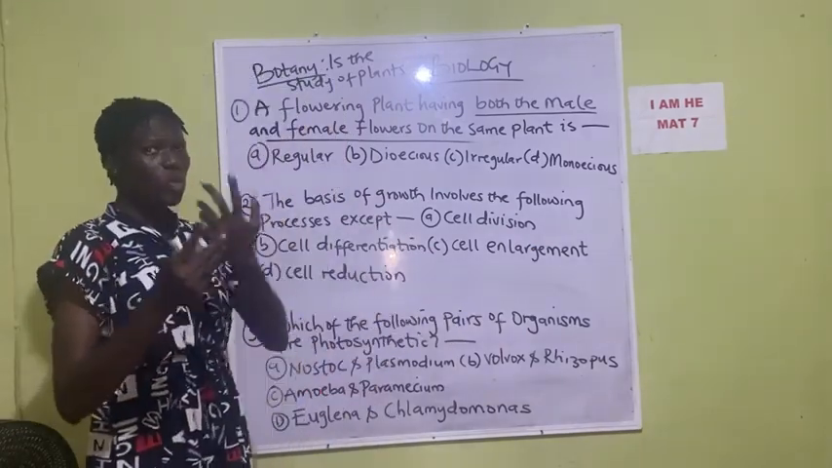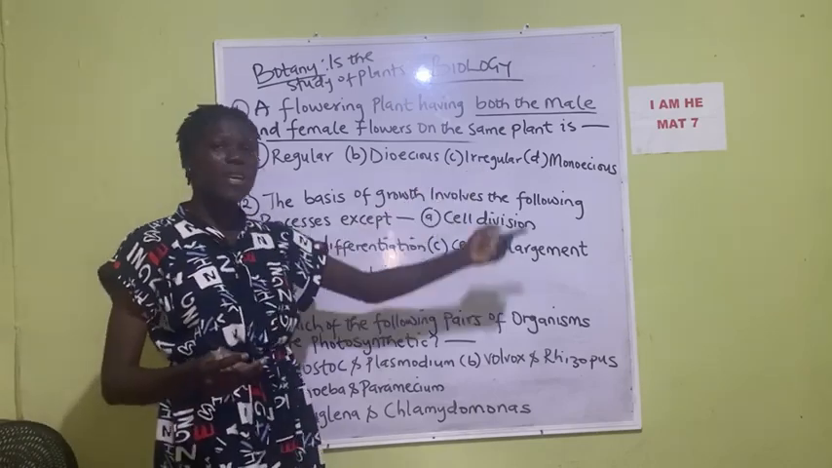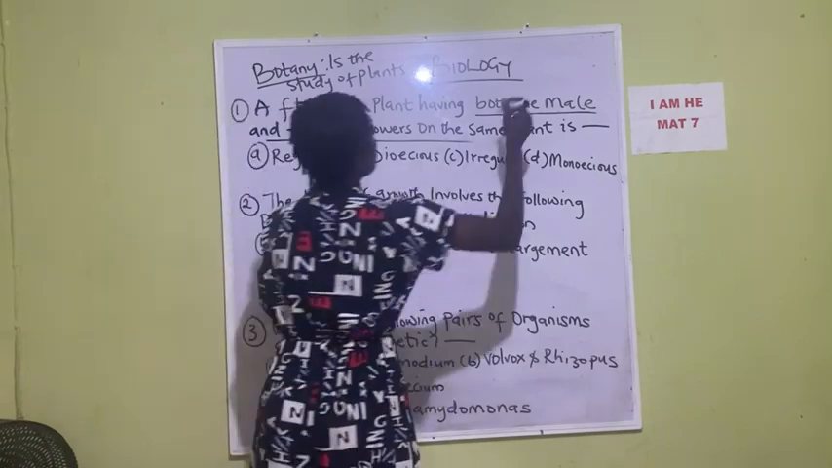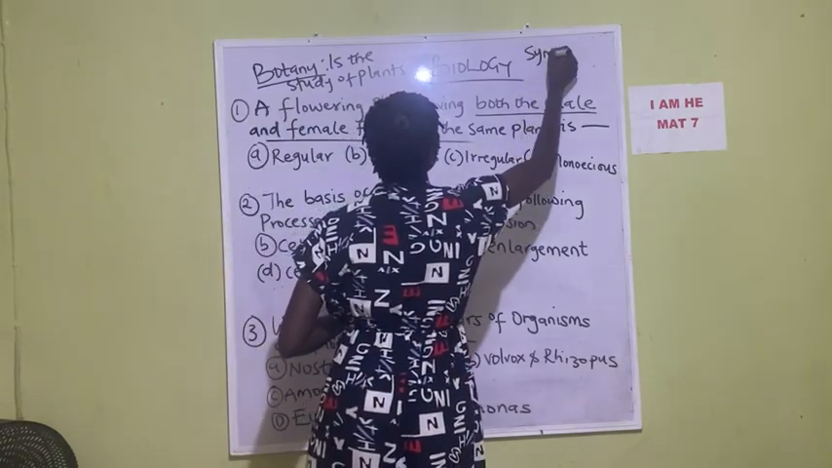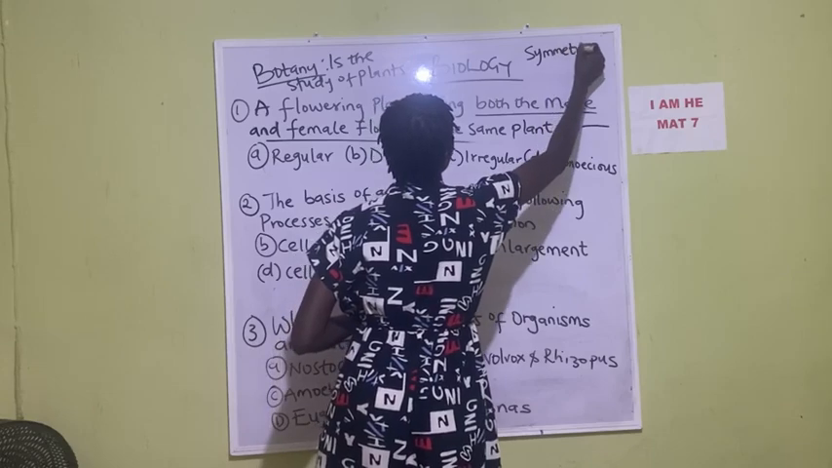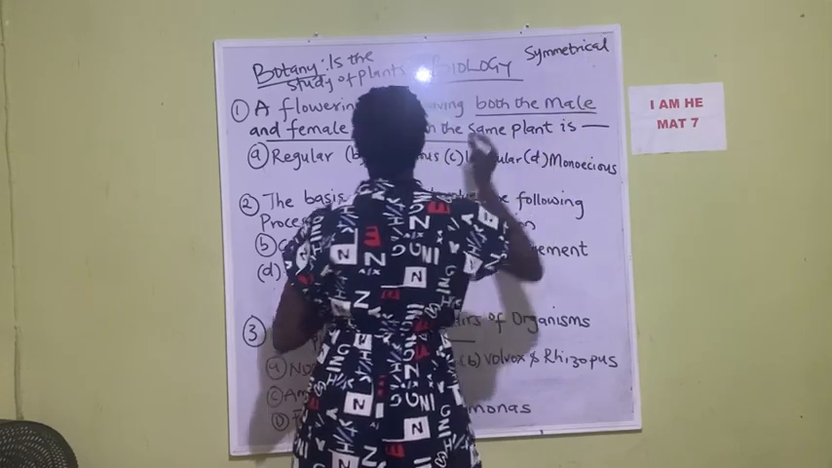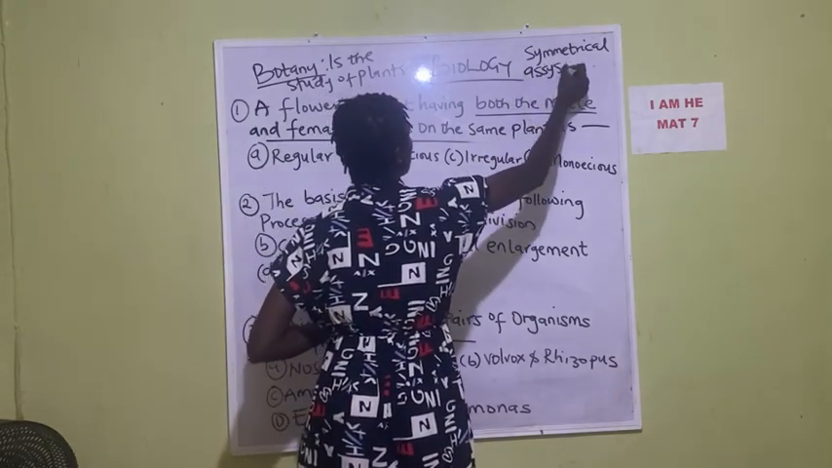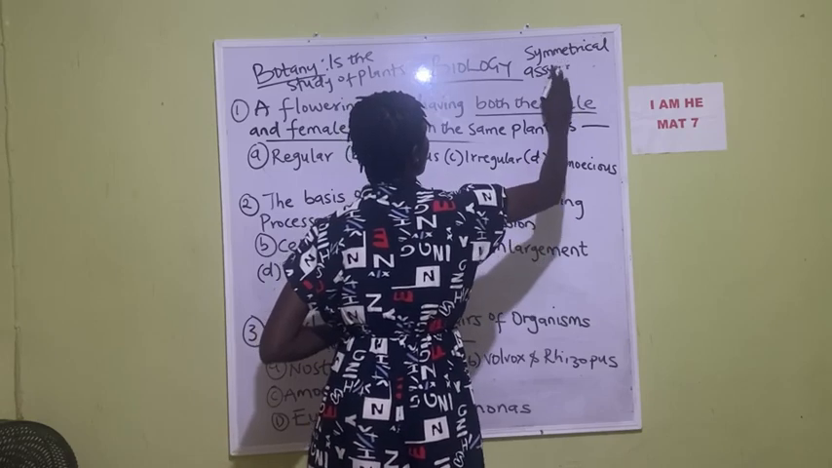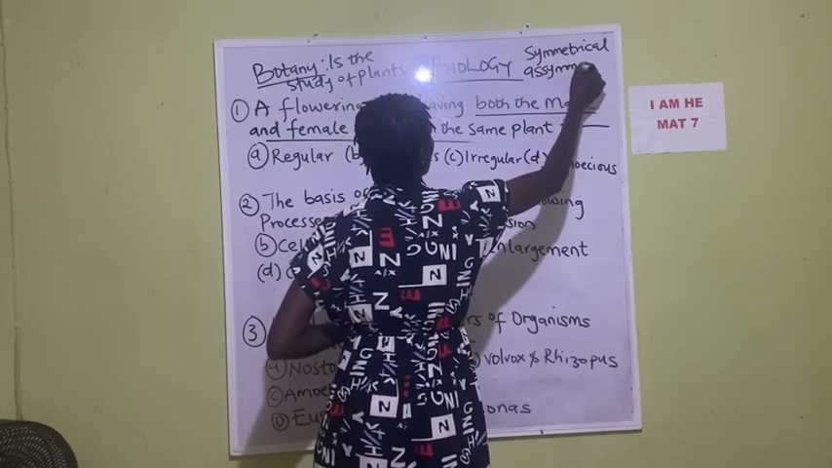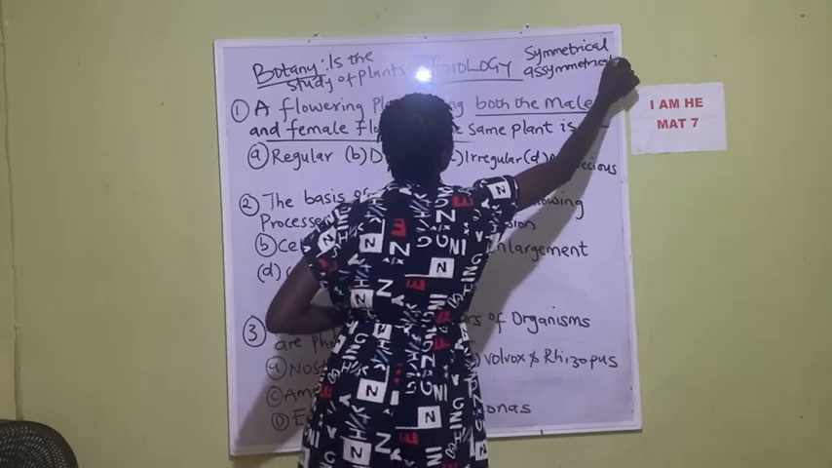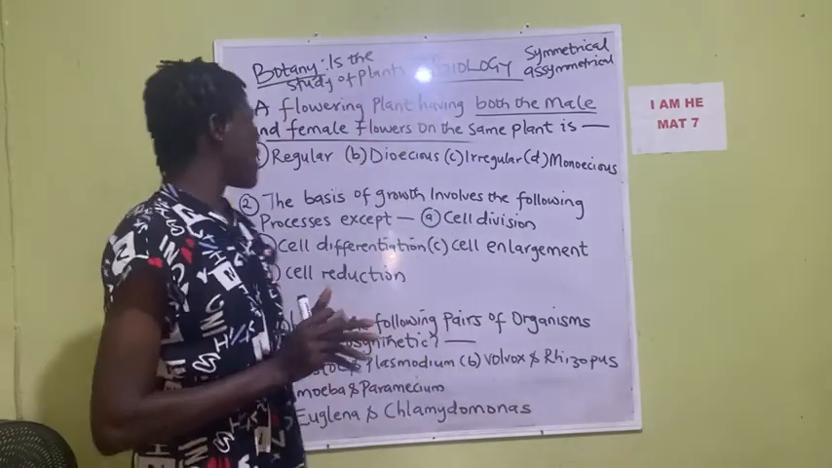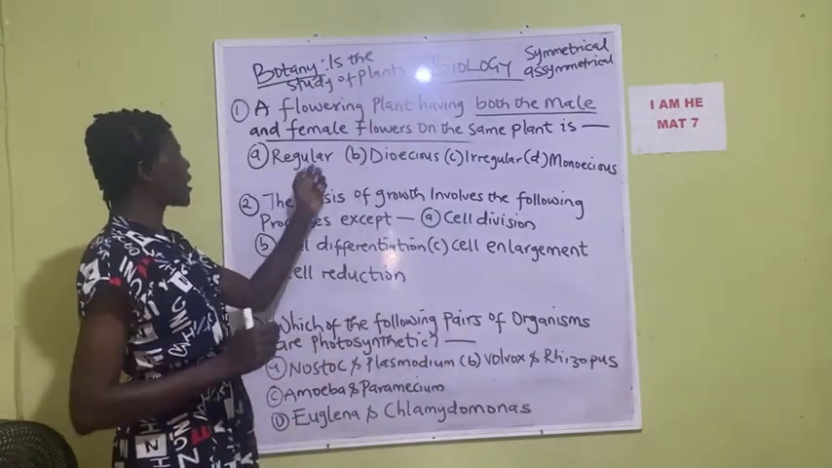Now, to answer this other part of it, irregular means what? Asymmetrical. The first one, regular, means what? Symmetrical. Whereas the irregular means what? Asymmetrical. That is to say, it cannot be divided into two equal halves. So we've answered this question, option A and C.